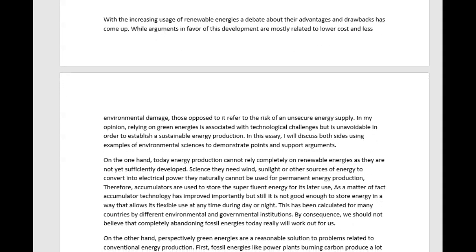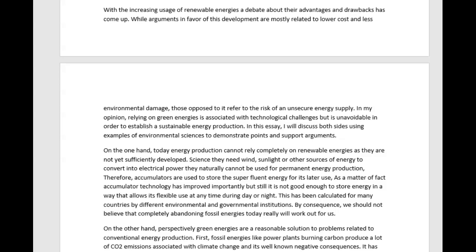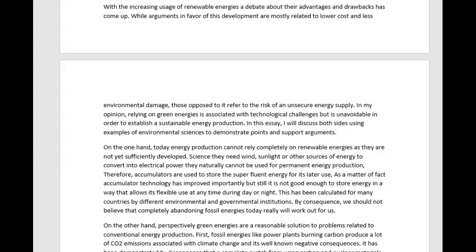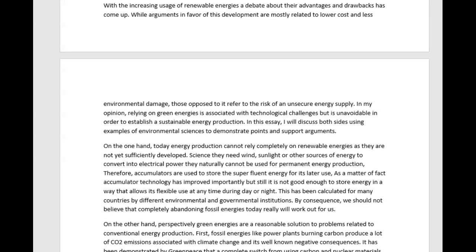With the increasing usage of renewable energies, a debate about their advantages and disadvantages has come up. While arguments in favor of this development are mostly related to lower costs and less environmental damage, those opposed to it refer to the risk of an unsecure energy supply. In my opinion, relying on green energies is associated with technological challenges, but is unavoidable in order to establish sustainable energy production. In this essay, I will discuss both sides using examples of environmental sciences to demonstrate points and support arguments.